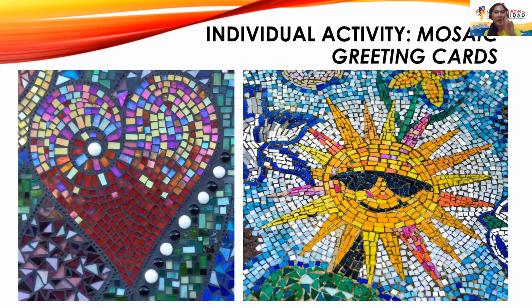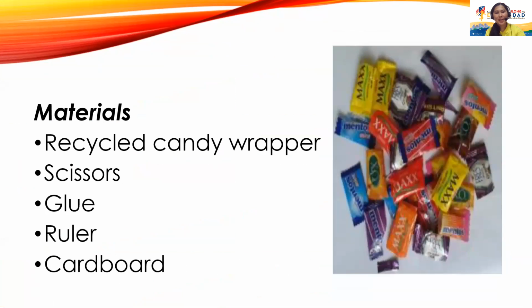Okay, Grade 9, this will be your individual activity: mosaic greeting cards. I have an example here of greeting cards. How do you make it? These are the materials needed. Candy wrappers are very easy to find in the environment or anywhere. Number 1, recycled candy wrappers. Here is an example of candy wrappers in the side picture.